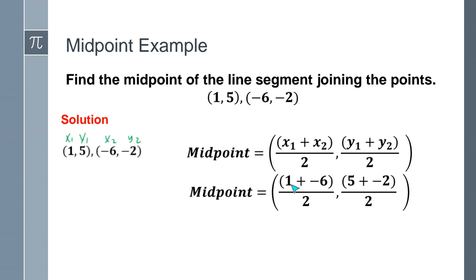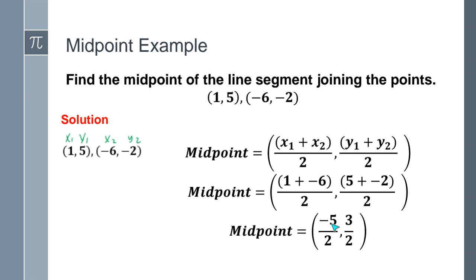So let's simplify. 1 plus -6 is -5. 5 plus -2 is +3. So we have -5 halves and 3 halves. Notice that my answer is an ordered pair because this is a point on the graph. Okay, so that's going to be your answer there.